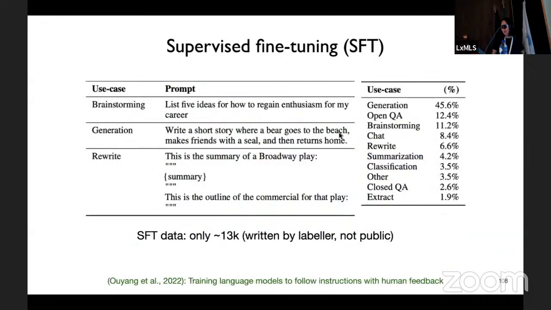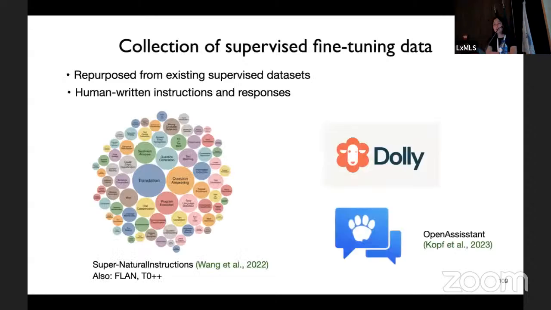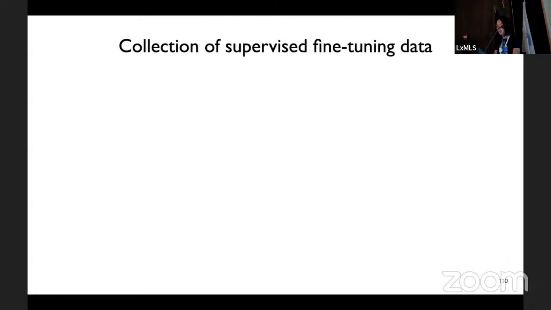The InstructGPT paper used 13K pairs of this data, but these were all written by humans and never made public. So we never have access to such data. But in the last couple of years, the community has made a lot of effort in collecting such data. They either repurpose existing NLP datasets, or they collect instruction and response data written by humans. It's a big community effort, and a lot of different datasets have been collected to do this kind of supervised fine-tuning.